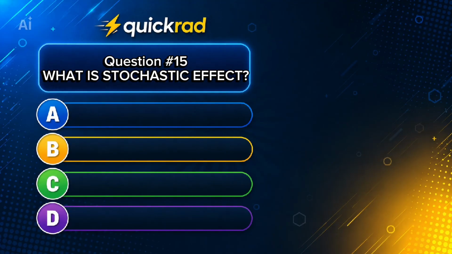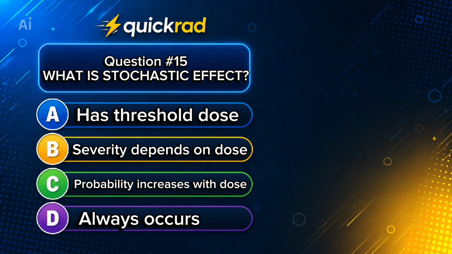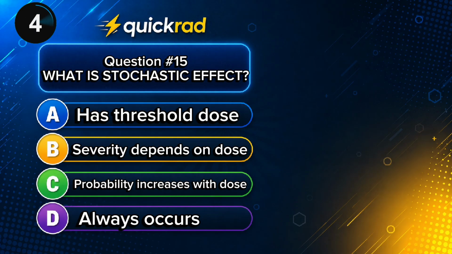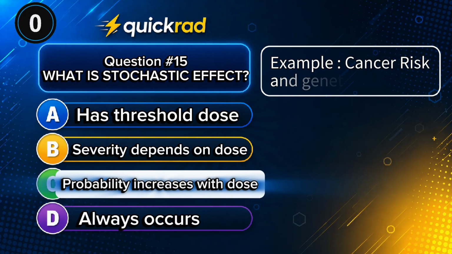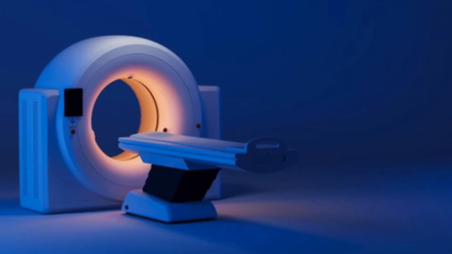Question 15. What is a stochastic effect? Correct answer, C. Probability increases with dose. Examples of these are cancer risk and genetic effects.